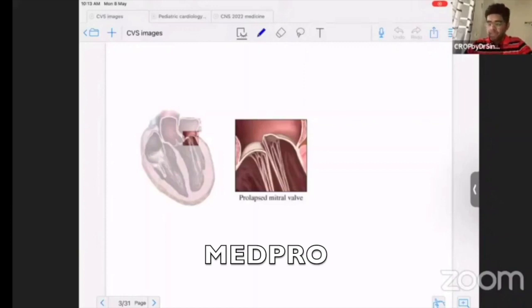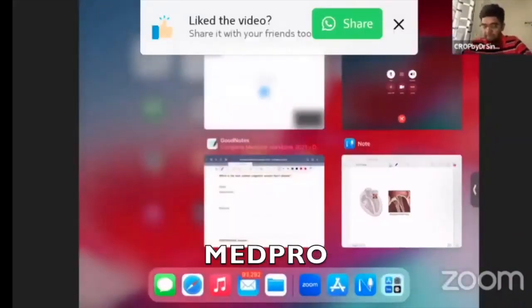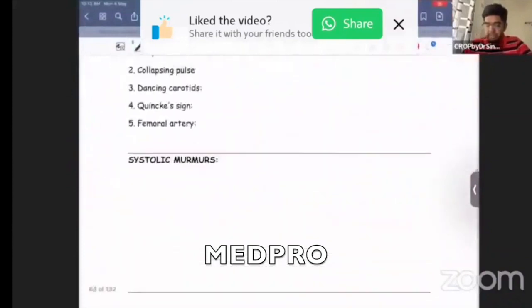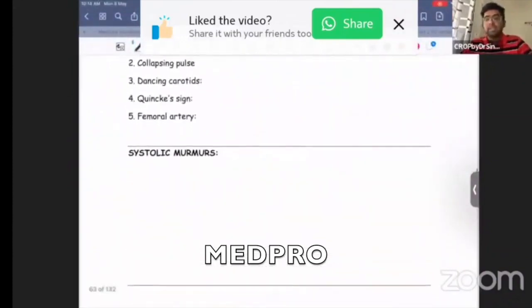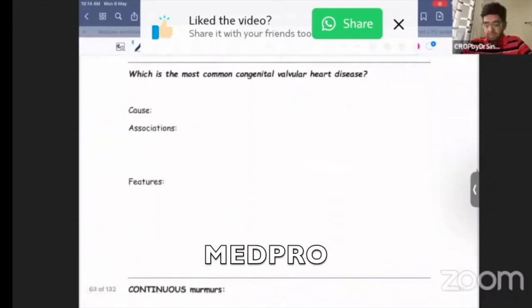I think the last topic which I discussed was regarding the murmurs, right? It was about the murmurs, and we had discussed systolic murmurs also, correct? The most common congenital valvular heart disease has not yet been discussed, correct?